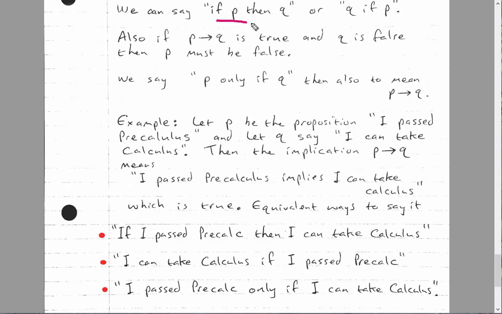Okay, so that's using this way of writing it. I can take calculus if I passed pre-calculus. That's this one. And then maybe you have a slightly confusing one. I passed pre-calculus only if I can take calculus. So that's this one. Okay, so they're all really saying the same thing. P implies Q.